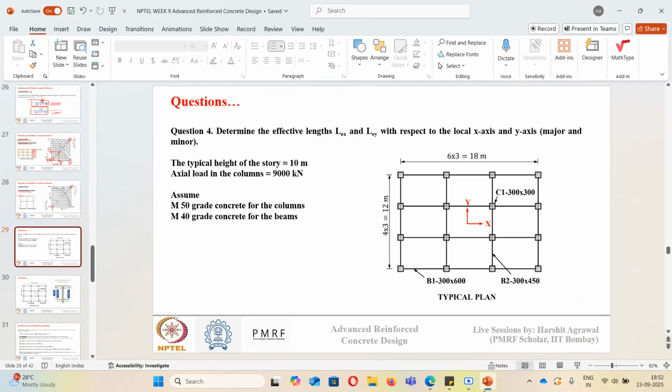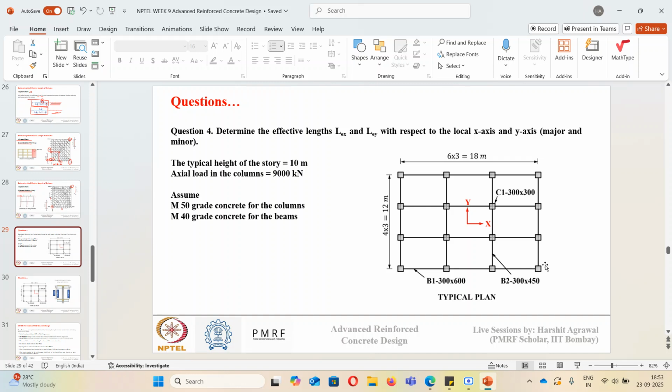In this question you can see columns are all of same dimension, 300 cross 300. So across both x direction and y direction, the moment of inertia of column will remain the same. But beam is changing. In y direction, beam dimension is different; in x direction, beam dimension is different. So moment of inertia of beam will change in both directions. For x direction it will be calculated based on b1, and on y direction based on b2.